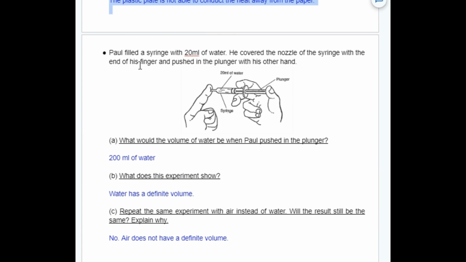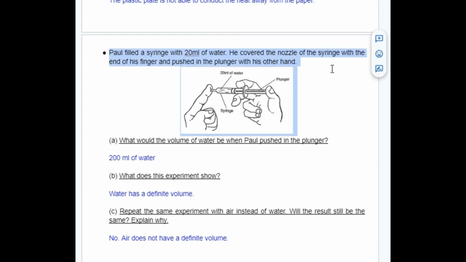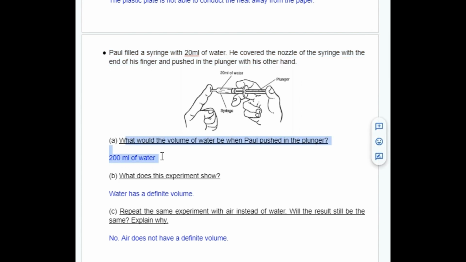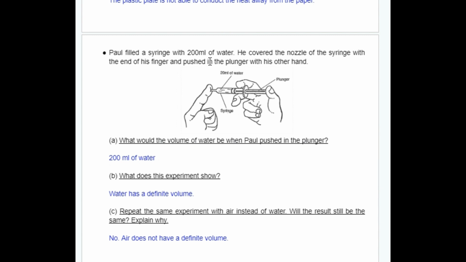Paul filled a syringe with 20 milliliters of water. He covered the nozzle of the syringe with the end of his finger and pushed in the plunger with his other hand. What would the volume of water be when Paul pushed in the plunger? 200 milliliters of water.